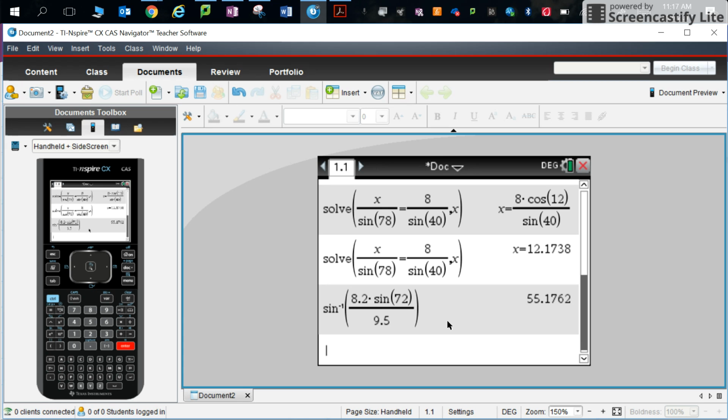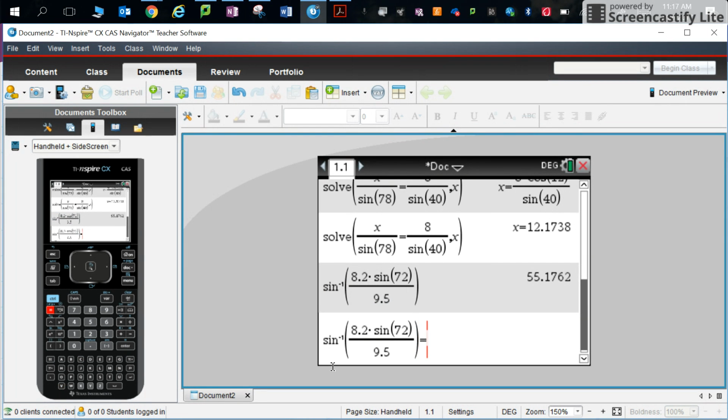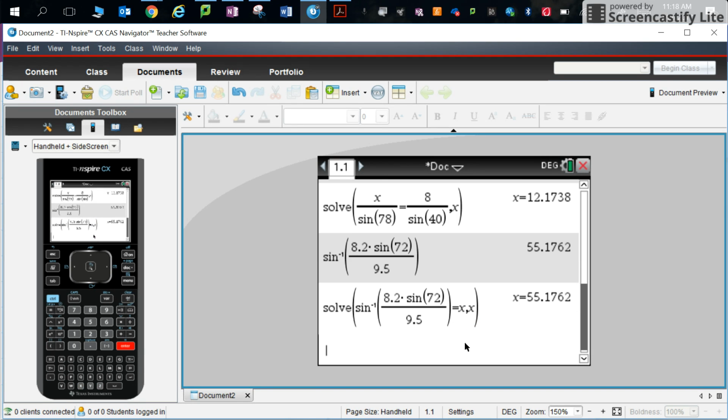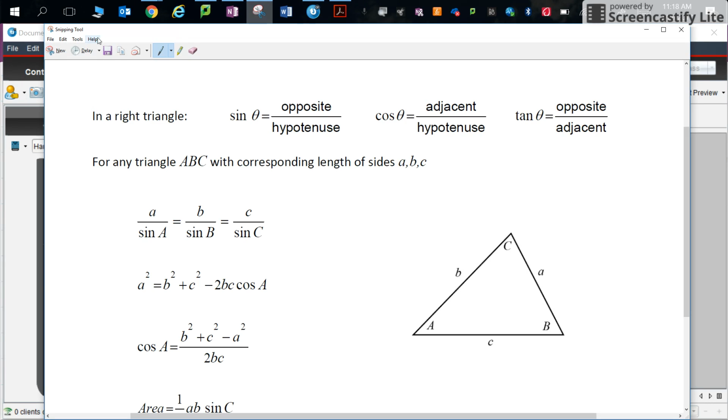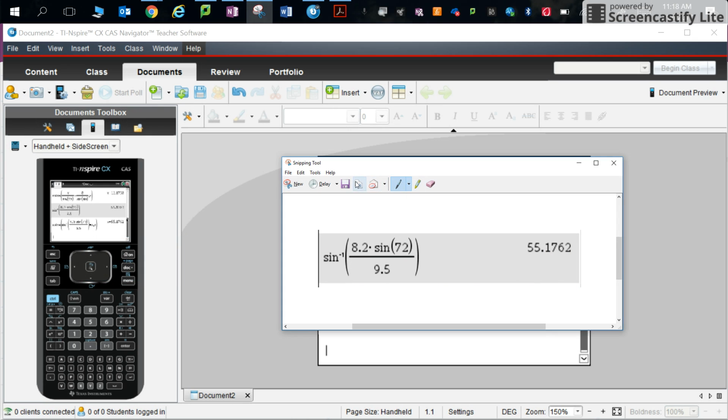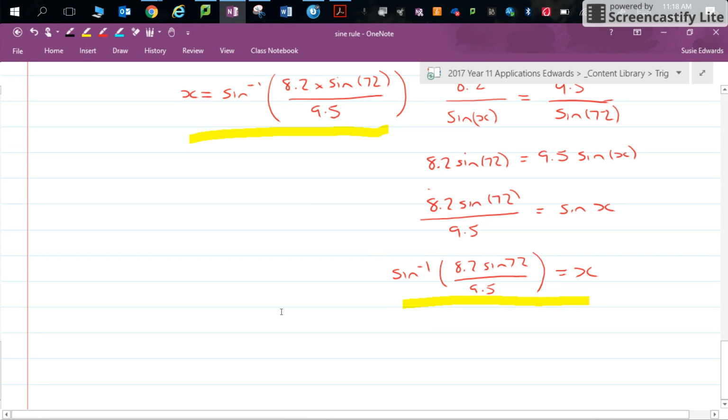If I'd wanted to use solve, I could have used this same thing. Let's see if I can do this or not. Yep, equals x. And then we could go solve, and we're finding x, so comma x. It's the same answer. So either way, but really you're just adding on a heap of extra work with the solve bit, so it's easier just to use this here. So that is what we want to be able to put into our calculator. I'll put that into our notes as well.